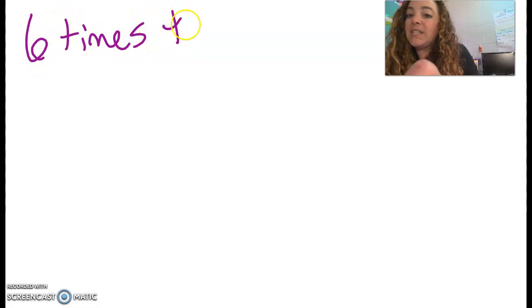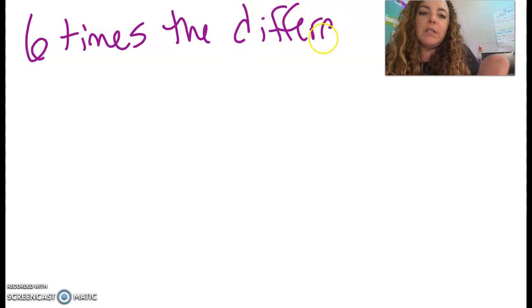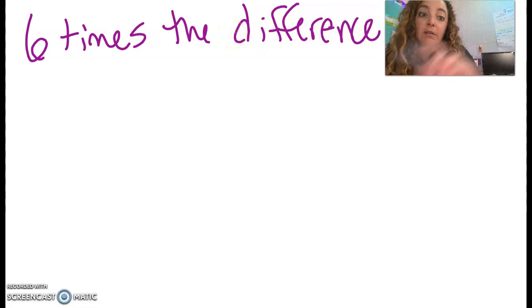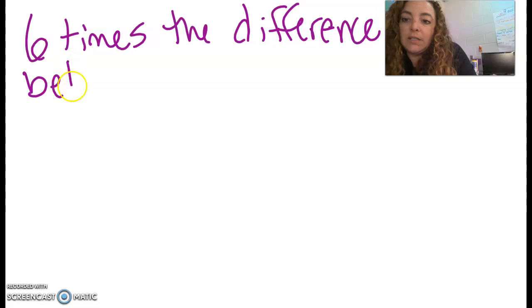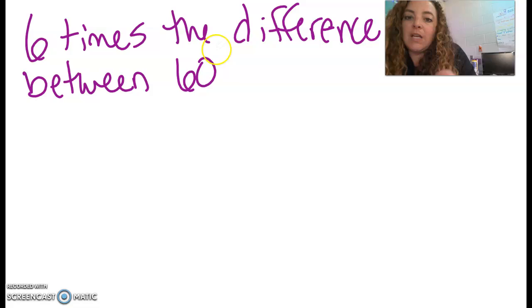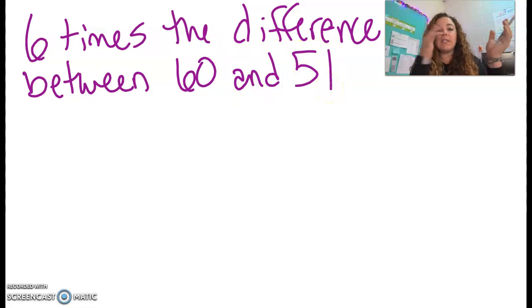So let's see if we can do 6 times the difference. Okay, what does difference mean? This is one of those words that has different meanings depending on its context, right? In reading, it's like compare and contrast. What's the difference in these two things? And in math, it means to subtract. So we need to remember that that means subtraction. 60 and 51. Okay, so again, 6 times the difference between 60 and 51.